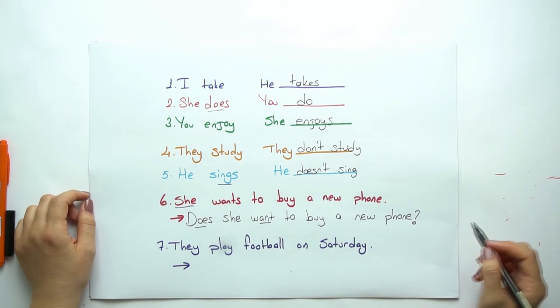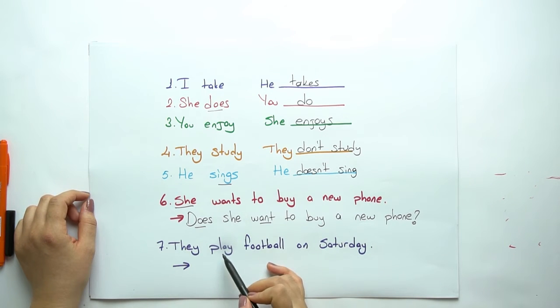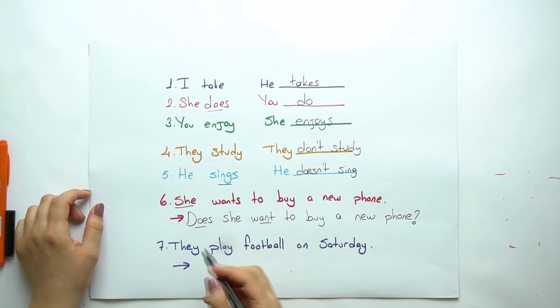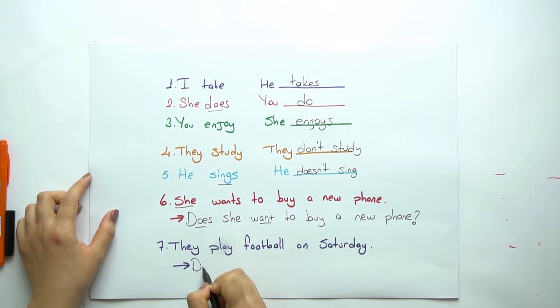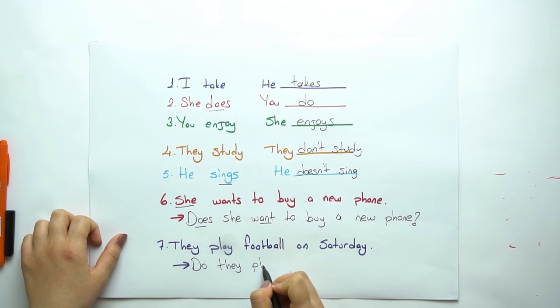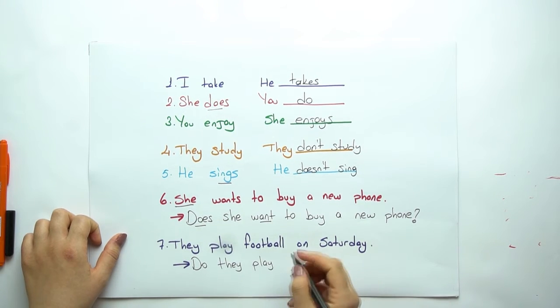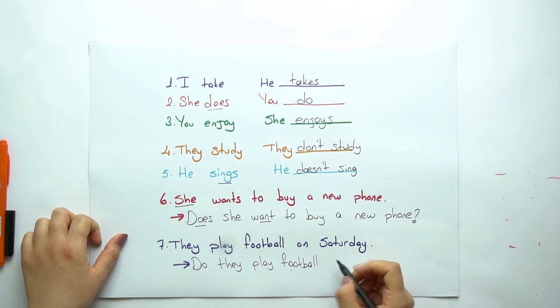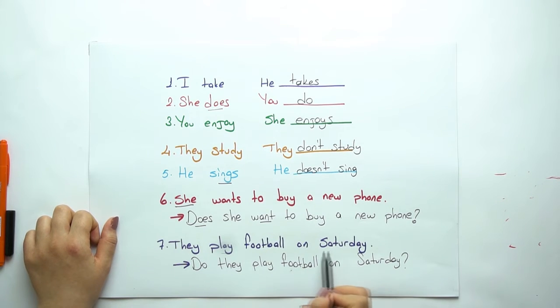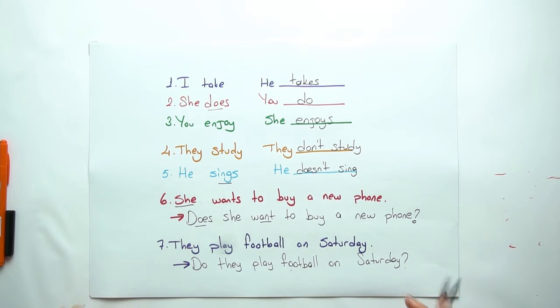Be careful. Next one is they play football on Saturday. How we can ask question with they subject? We have to use do. Do they play football on Saturday? As you can see, the rest of the sentence is same in the question form.